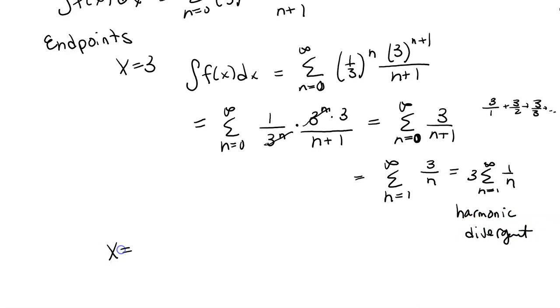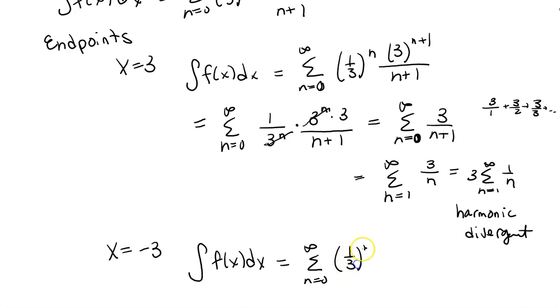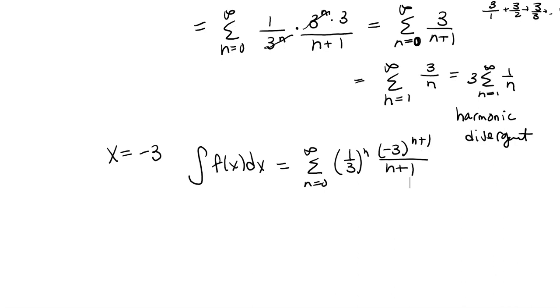If I were to check x equals -3, I would have the integral of f of x dx being equal to the sum from 0 to infinity of 1 over 3 to the nth power times -3 to the n plus 1 power over n plus 1. And doing the same level of work that we did on the last one, we basically end up with the sum from 0 to infinity of -1 to the n plus 1 times 3 over n plus 1.